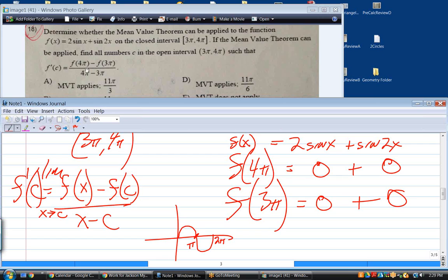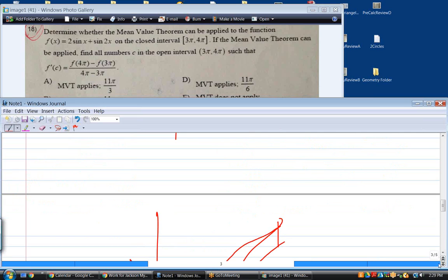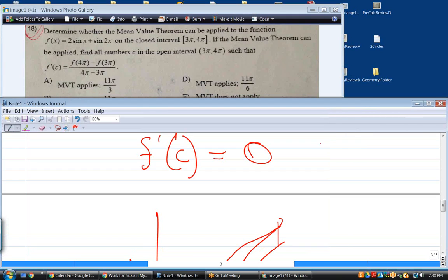So this right here is 0 minus 0 all over pi. So that's 0. Okay, so I can say that f prime of some c has to be equal to 0. So we need to find the c that's equal to 0. In other words, the slope of this equation between 3 pi and 4 pi needs to be 0. It needs to be a horizontal line.